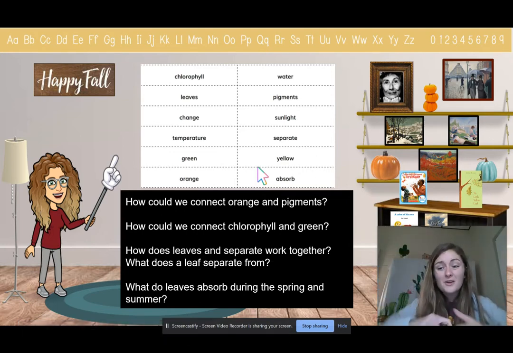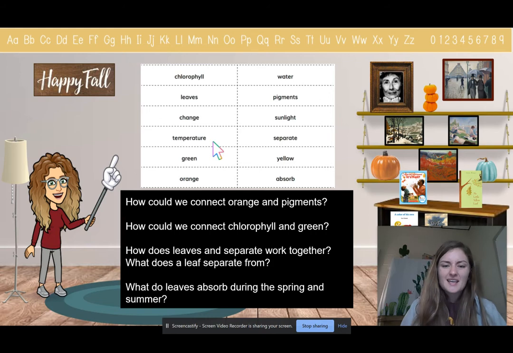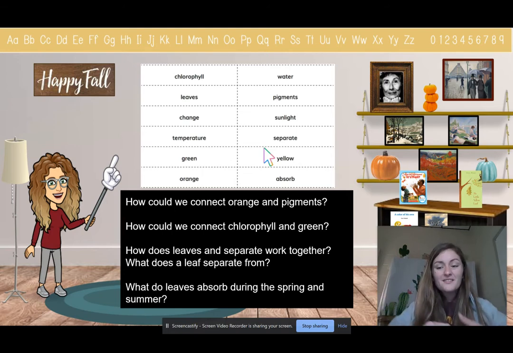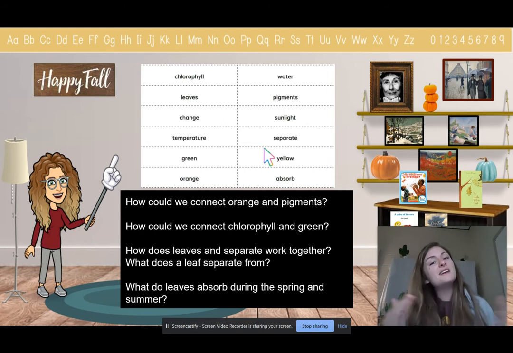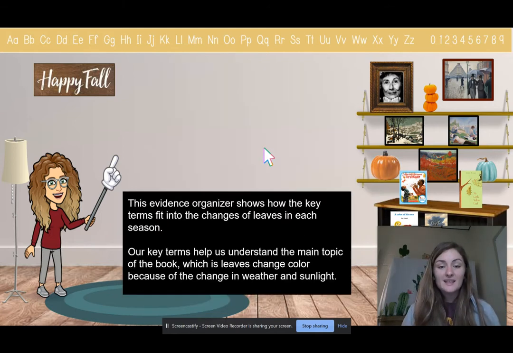Now, some do not go together, right? So maybe let's think. Yellow and temperature. The words yellow and temperature aren't going to mix together, right? But we could say yellow and sunlight because when leaves get less sunlight during the day, those yellow pigments start to come out in the leaves. So some of these words do not connect together to help us understand why leaves change color, but they can help us put an idea of what the main topic is.